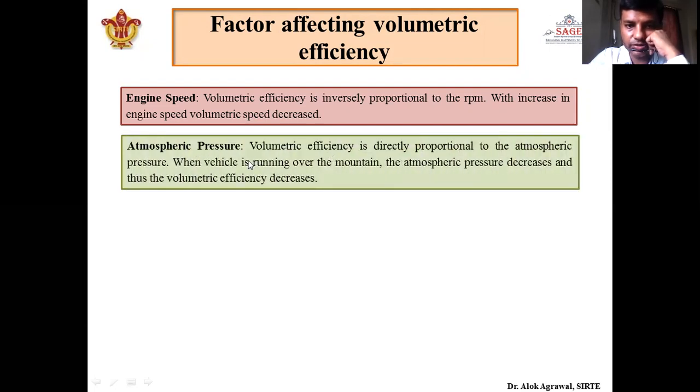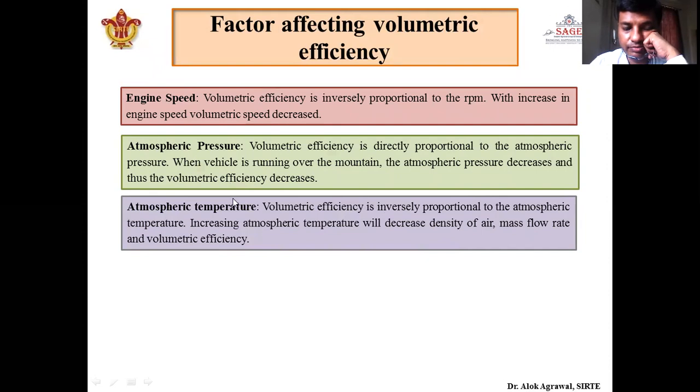Next is atmospheric pressure. Volumetric efficiency is directly proportional to the atmospheric pressure. As the atmospheric pressure increases, the volumetric efficiency of the engine increases. It is mainly because with an increase in atmospheric pressure, the density of the charge increases, and with this, a larger mass of charge can be accommodated inside the combustion chamber. It has been experienced practically also that when the vehicle is running over the mountain, because of low atmospheric pressure, the volumetric efficiency of the engine decreases at high altitude and it starts giving lower efficiency.